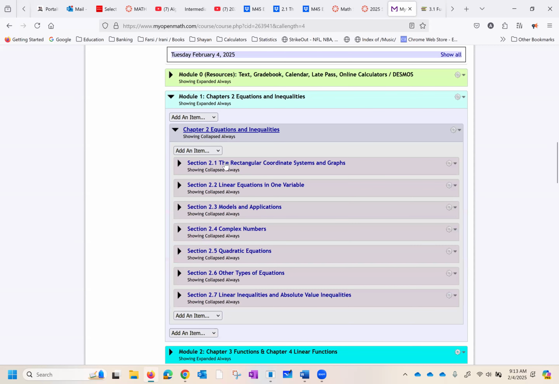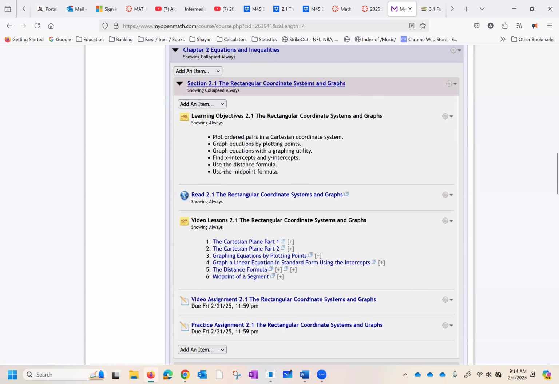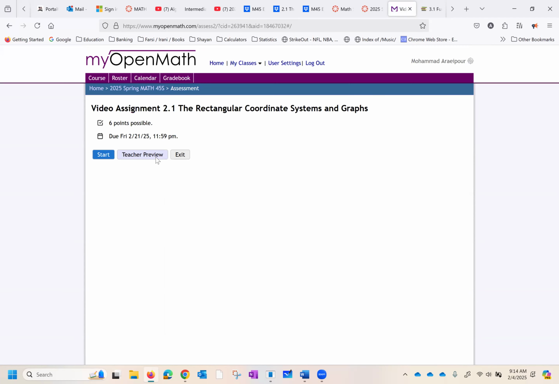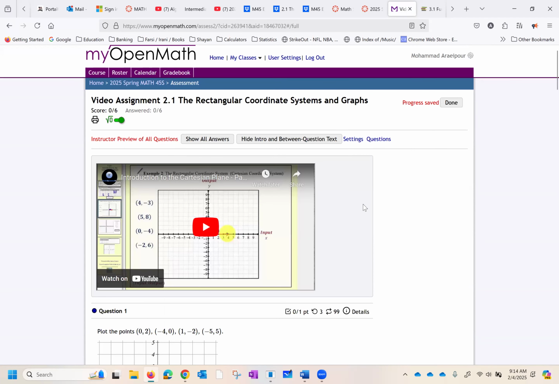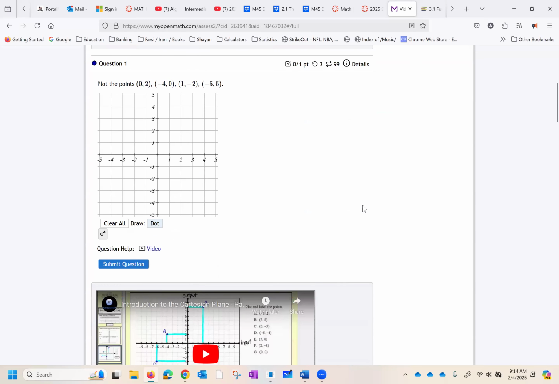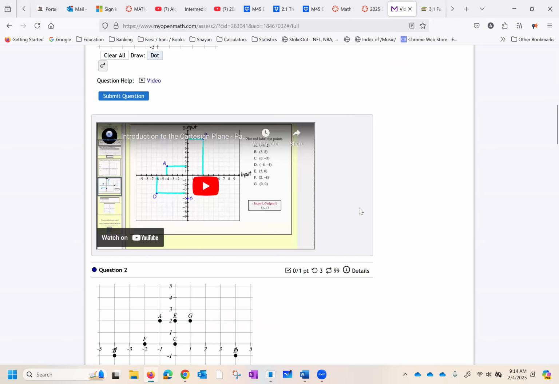Chapter 2, section 2.1. You see the objectives. You see where you can find the text, video lessons, the video assignment. This is what you do first, and then the practice assignment. The video assignment, as the name indicates, does give you a few videos and some questions to get you started with the topic of interest, okay?